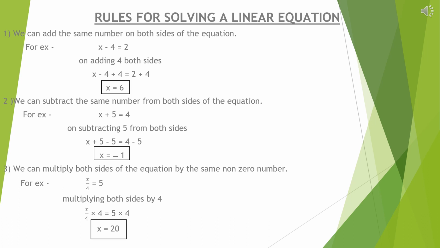Rule 3: We can multiply both sides of the equation by the same non-zero number. For example, x upon 4 equals 5. In this equation, we have 4 in the denominator, or in division. So we have to multiply by 4 for removing this, and after multiplication we will get x equals 20.